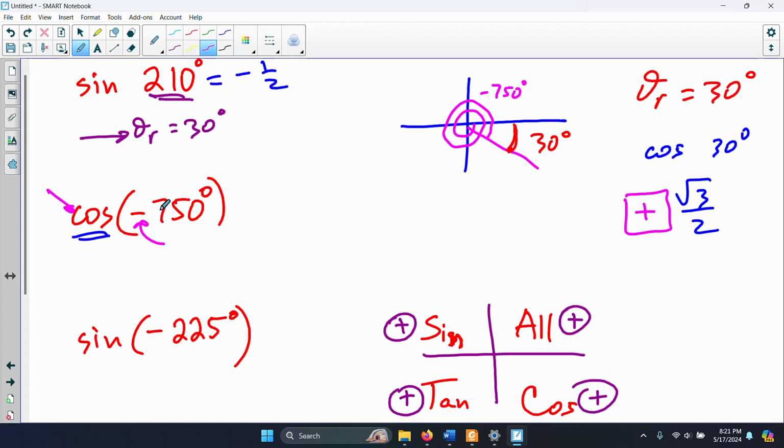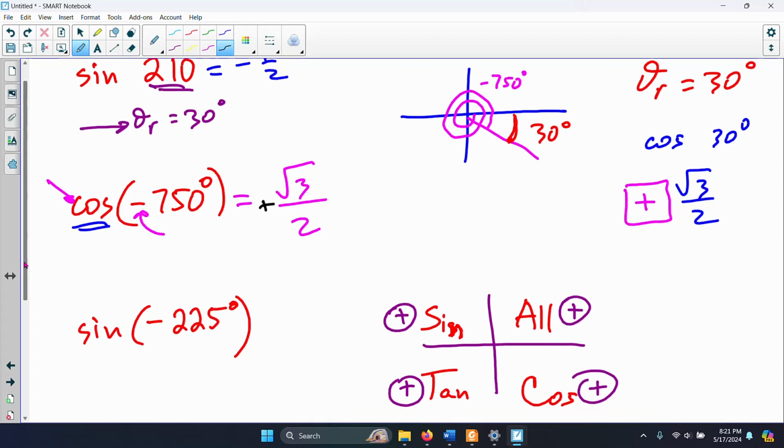Now, in this case, with negative 750, I had to figure out what the reference angle is. It's 30. Cosine of 30 is this. So my overall answer is really just positive square root of 3 divided by 2. Now, I could put a plus in front of it for emphasis. It's a positive value.